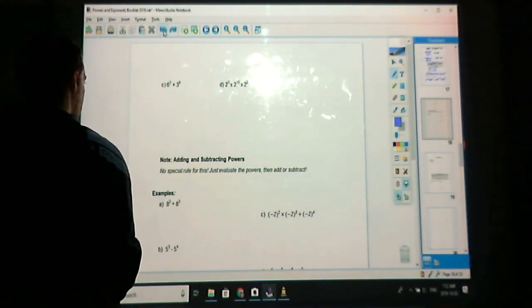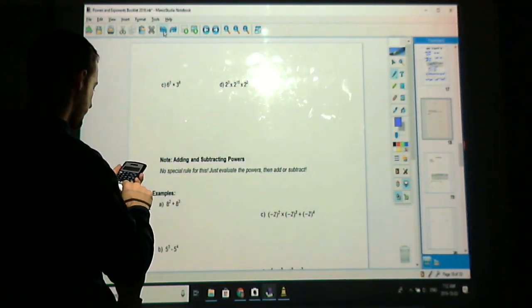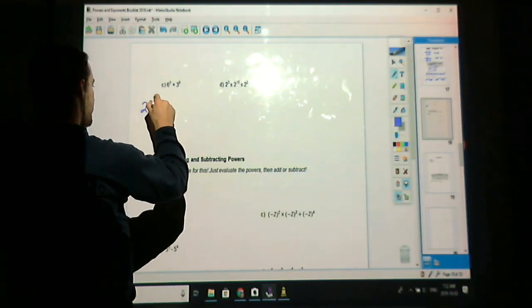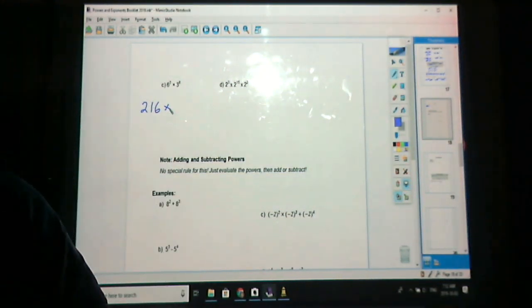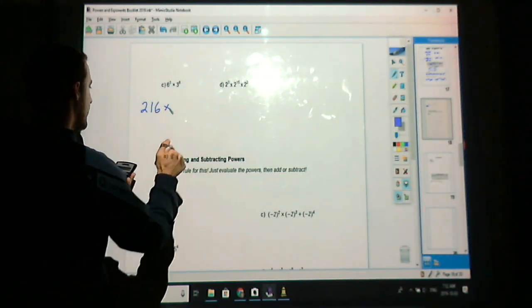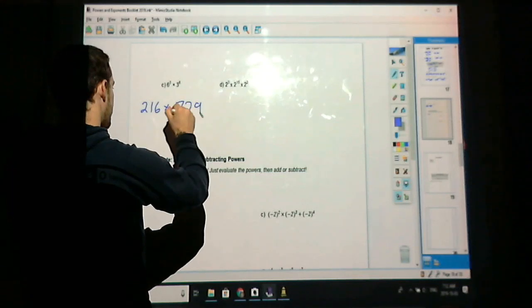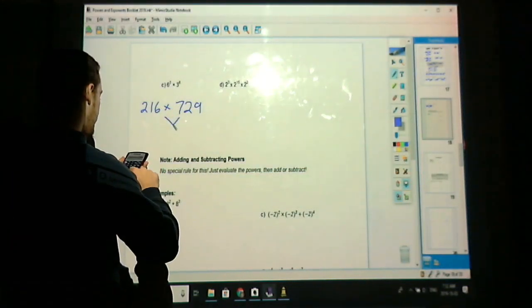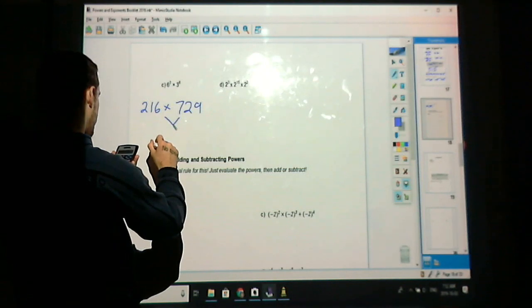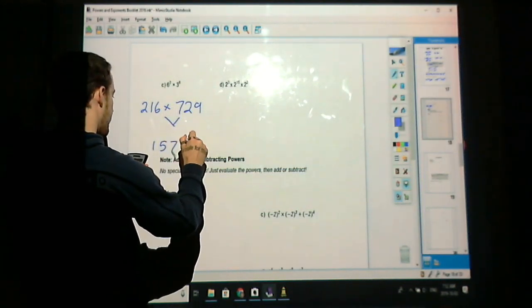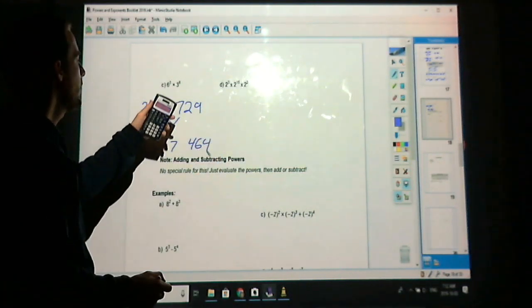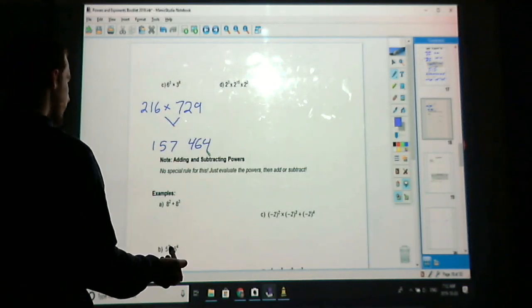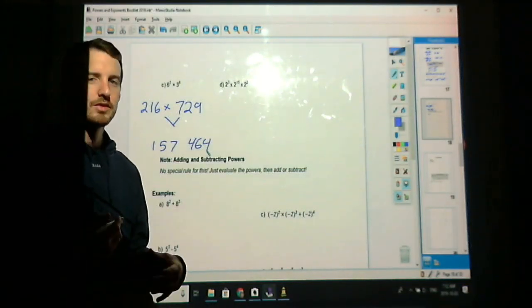is what is 6 to the power of 3? Well, 6 to the power of 3 is 216, times what's 3 to the power of 6? 729. Okay, and then we can multiply these two together, which is 157,464. Okay, so when we have numbers that have different bases, we can still solve this problem, but there's no shortcuts. We have to do it the long way.